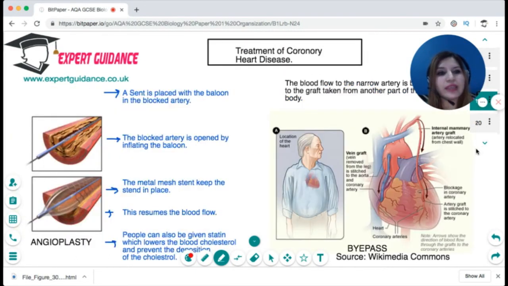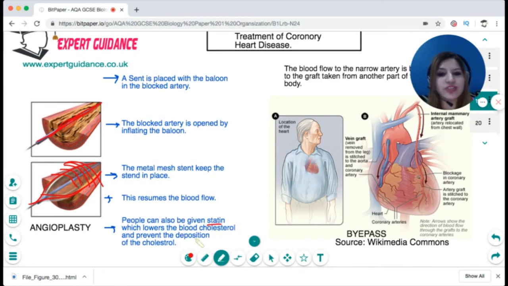Now, how can we improve that? We can insert a stent. A stent is placed, which has a balloon with it, into the blocked artery. The balloon is inflated and opens the blocked artery, and a mesh stent made of metal is placed which holds the narrow artery and prevents it from collapsing again. People are also given medicine called statins, which lower the blood cholesterol and prevent further deposition. This is also known as angioplasty, in which a balloon or stent is used to open the blocked artery.